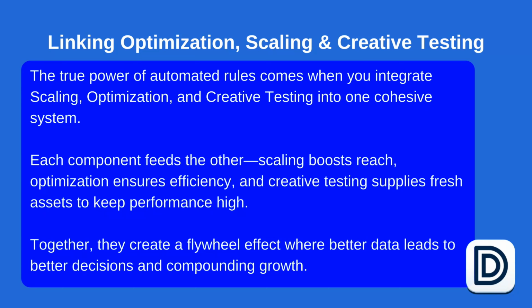We're going to link optimization, scaling, and creative testing into one completely cohesive system. And this is where you really start to cook, okay? This is the payoff, I promise. The true power of automated rules comes from when you have integrated scaling, optimization, and creative testing into one cohesive system. Each component feeds the other. Scaling boosts reach. Optimization ensures efficiency, and creative testing supplies fresh assets to keep performance high. Together, they create a flywheel effect where better data leads to better decisions and compounding growth.